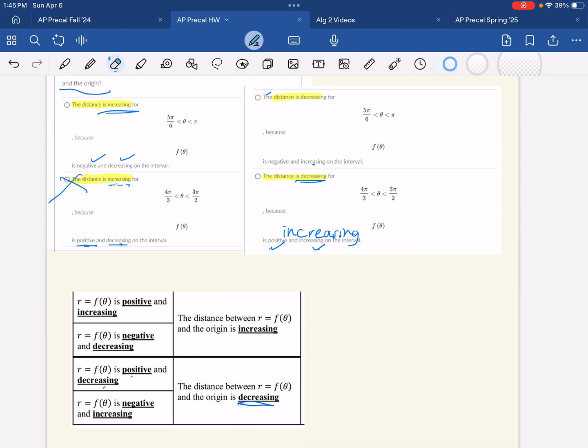All right. Well, it's not really worth doing the entire video, but be patient with me on this last one. So it takes a lot of very careful reading. Negative and increasing. There we go. Means that our distance would be decreasing.